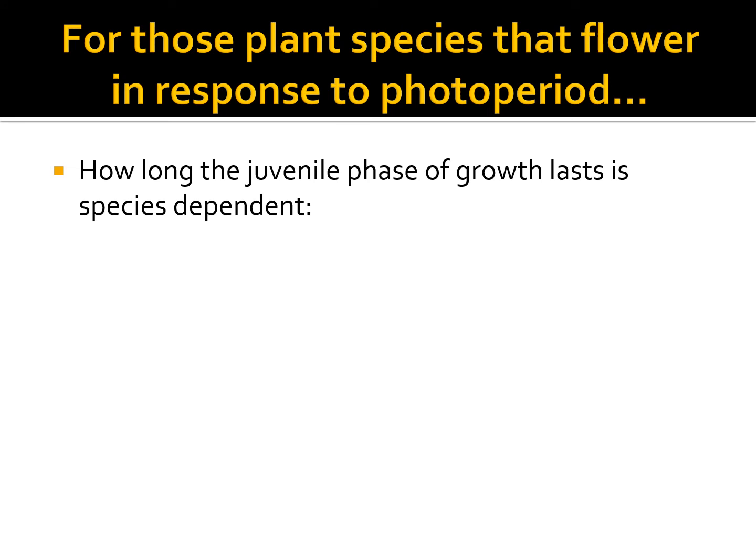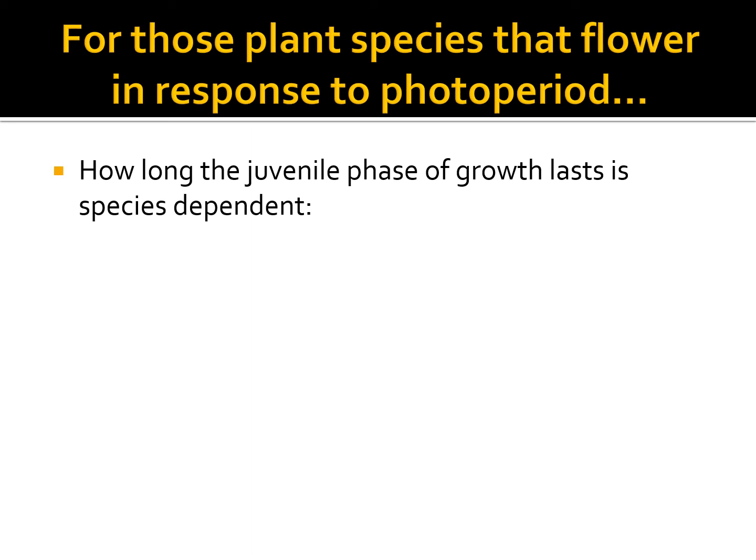Also, earlier in the class, we talked about the fact that plants go through different phases of growth: the juvenile phase, the transitional phase, and the adult phase of growth. And just to refresh your memory, in the juvenile phase of growth, the plant can grow vegetatively, and it has the ability to produce cuttings that will root readily, but it does not flower in the juvenile phase of its growth.